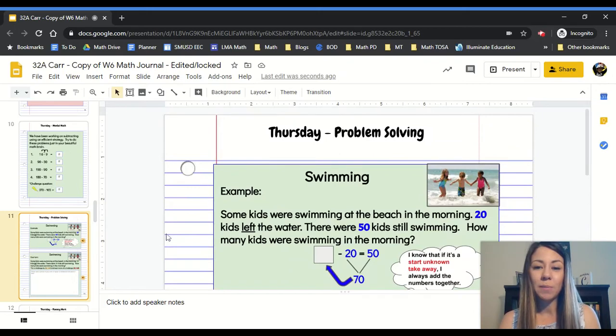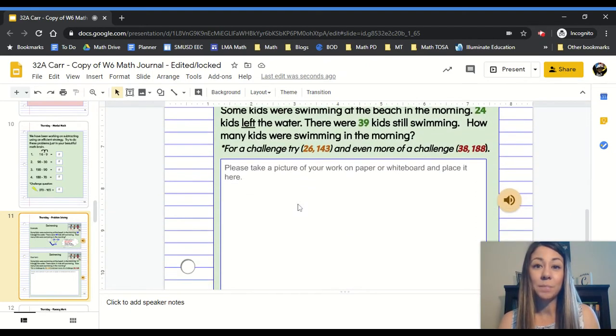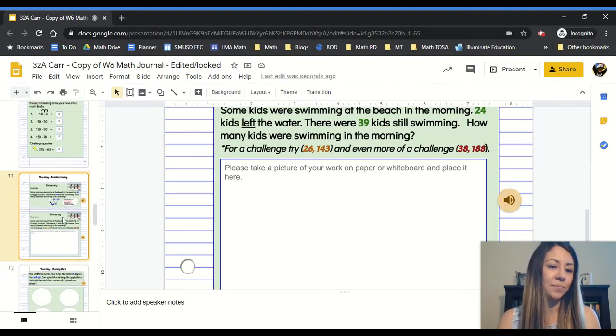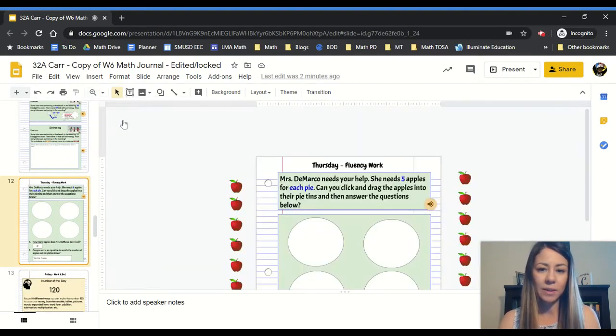And for Thursday's problem solving, you have a problem about swimming. Check out the example solution and then solve the problem down below. Be sure to insert your work. And remember, if you're ever having trouble reading the word problem, you can always click on the audio button right there. And for Thursday's fluency work, let me zoom out a little bit.